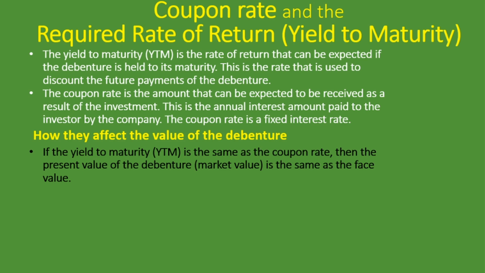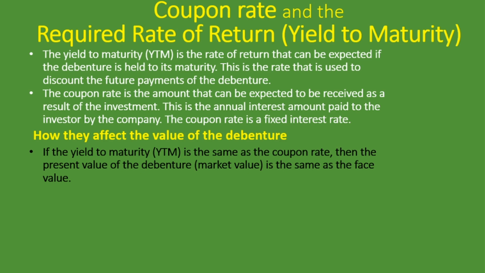So remember, we have the market value, which we are trying to calculate for the debenture, and we have the face value. And the face value is what the company is offering as the debenture, or what the company tells you this debenture is worth. So if the yield to maturity is 10% and the coupon rate is 10%, once you discount the cash flows to get the market value, you'll realize that the market value is the same as the face value of the debenture.